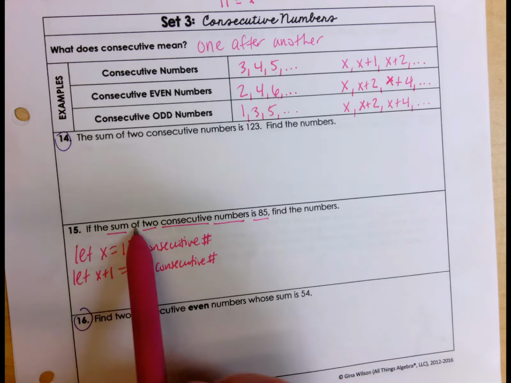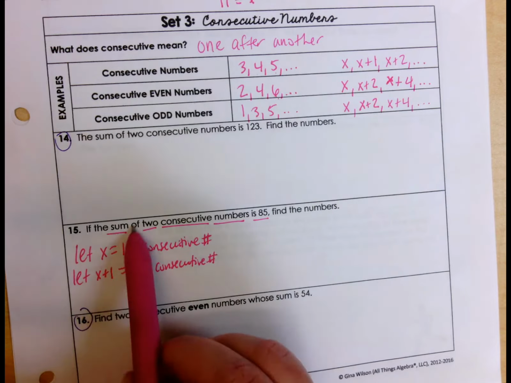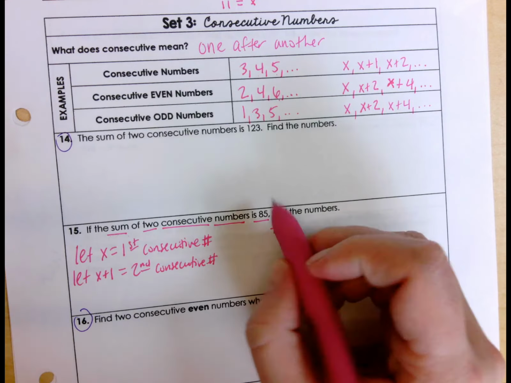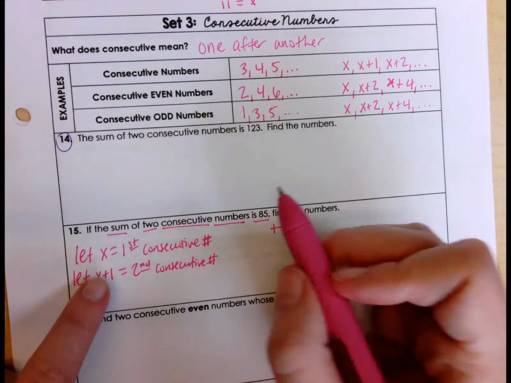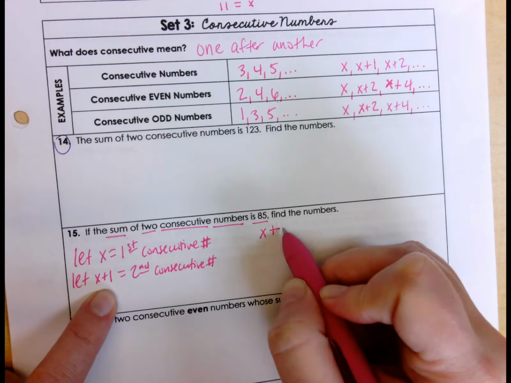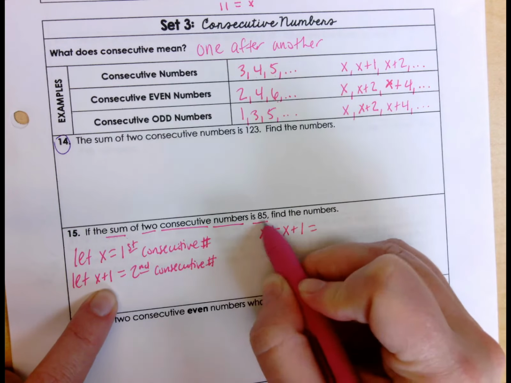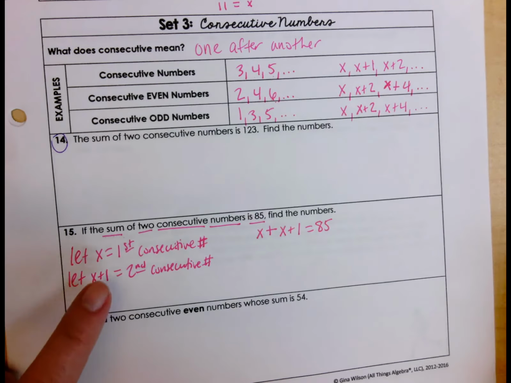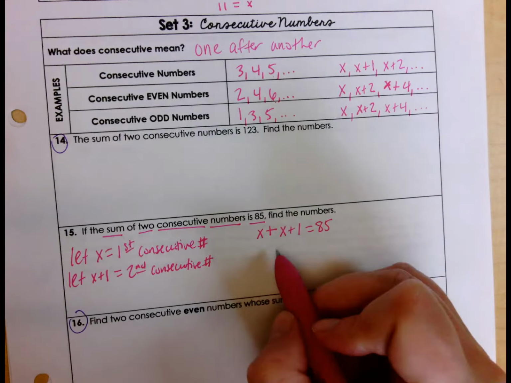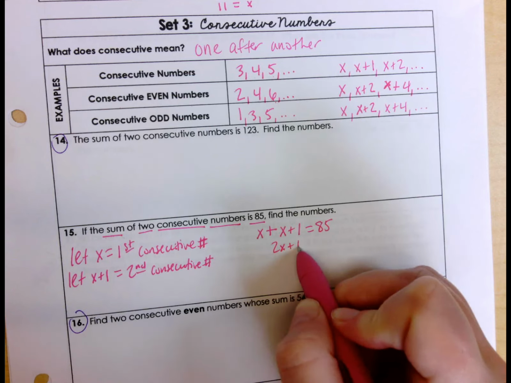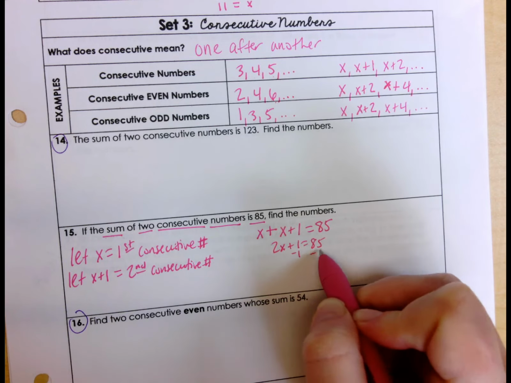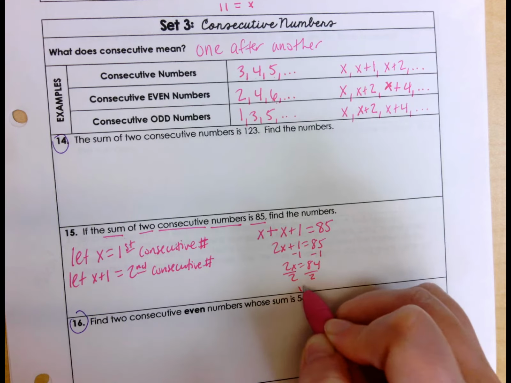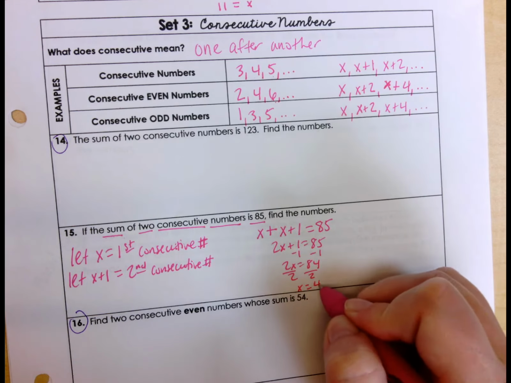Now for the sum of them, we need to create an equation. Again, we're adding, just like we were yesterday. So the first number, x, plus the second number, x plus 1, is equal to 85, since the sum is equal to 85. We're just going to solve this equation. We combine our like terms, we subtract 1, we divide by 2, and the first number we find is 42.